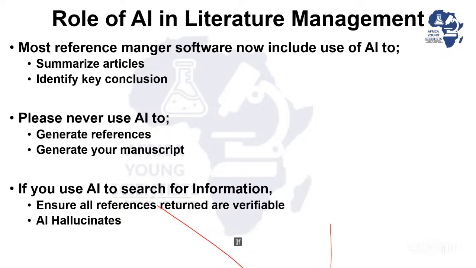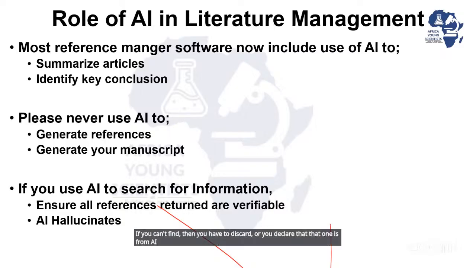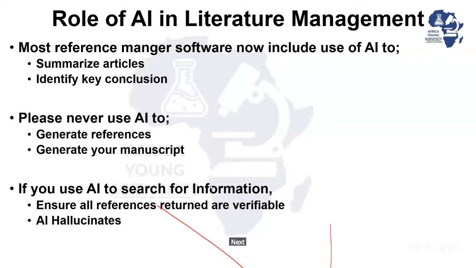If you can't find it, then you have to discard it or declare that it is from AI, if the journal you're sending it to or your school authority will accept that. Next, please never use AI to generate your manuscripts.